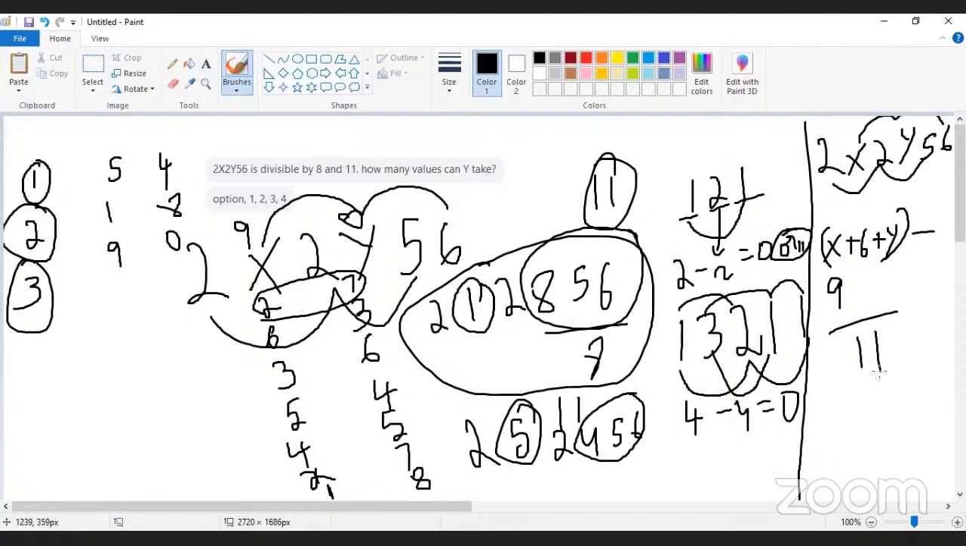Why not 9 and 0? See, the last 3 digits should be divisible by 8. 056 is divisible by 8. Do not go with your online answers. Always try to do it in other ways also. Sometimes it might not match up. So what else should I put with x and y, subtracted from 9, so that I will get 11?